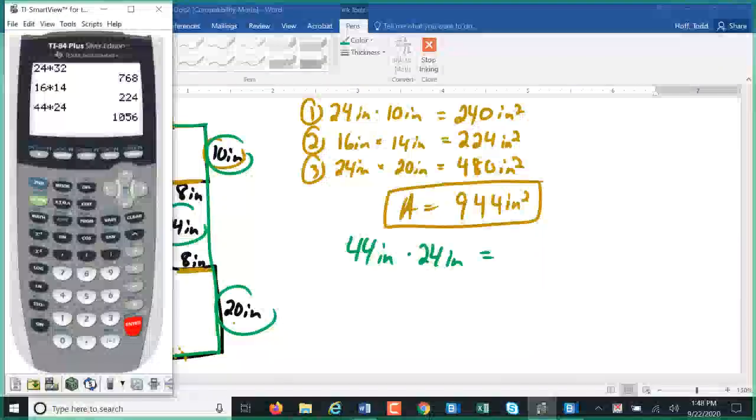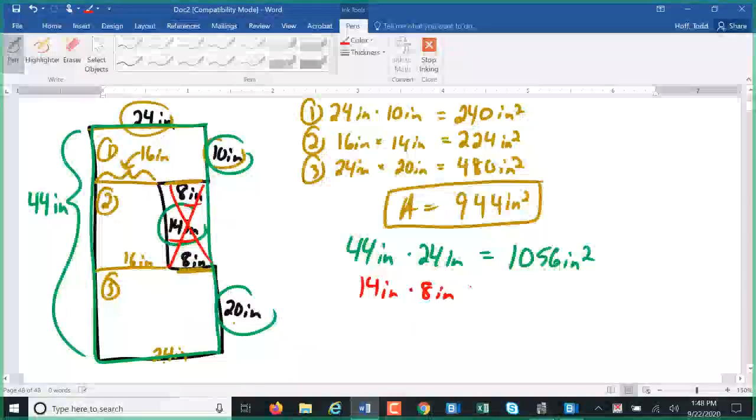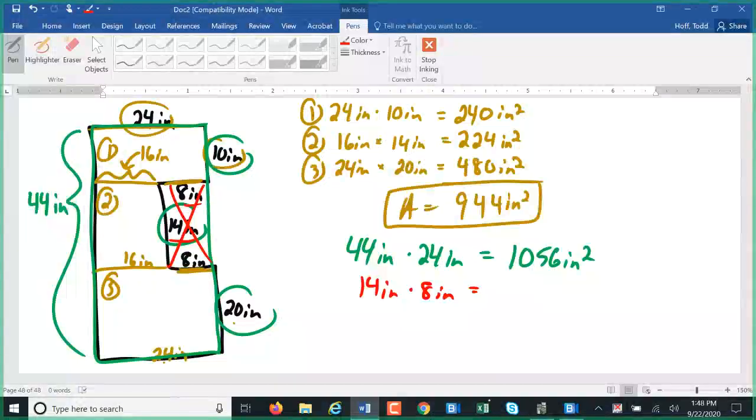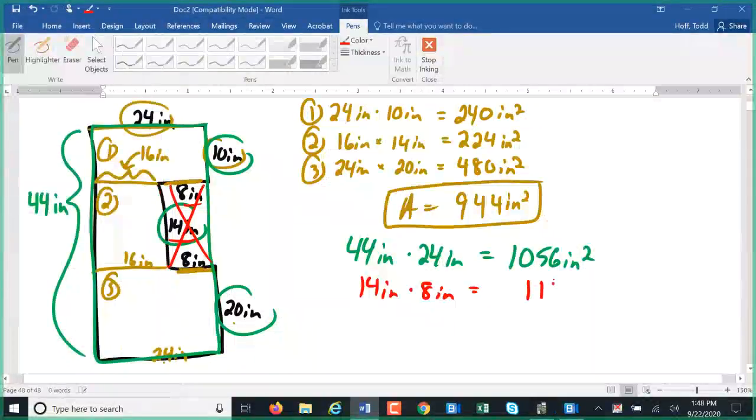A little off there. 1,056, this is correct, square inches. And then we subtract back out this piece here that's missing, which is 14 by 8. Which, what is that? 84, 104? Or 114? 112, there we go, square inches. We subtract that, and we get 944 square inches, just like we had before.